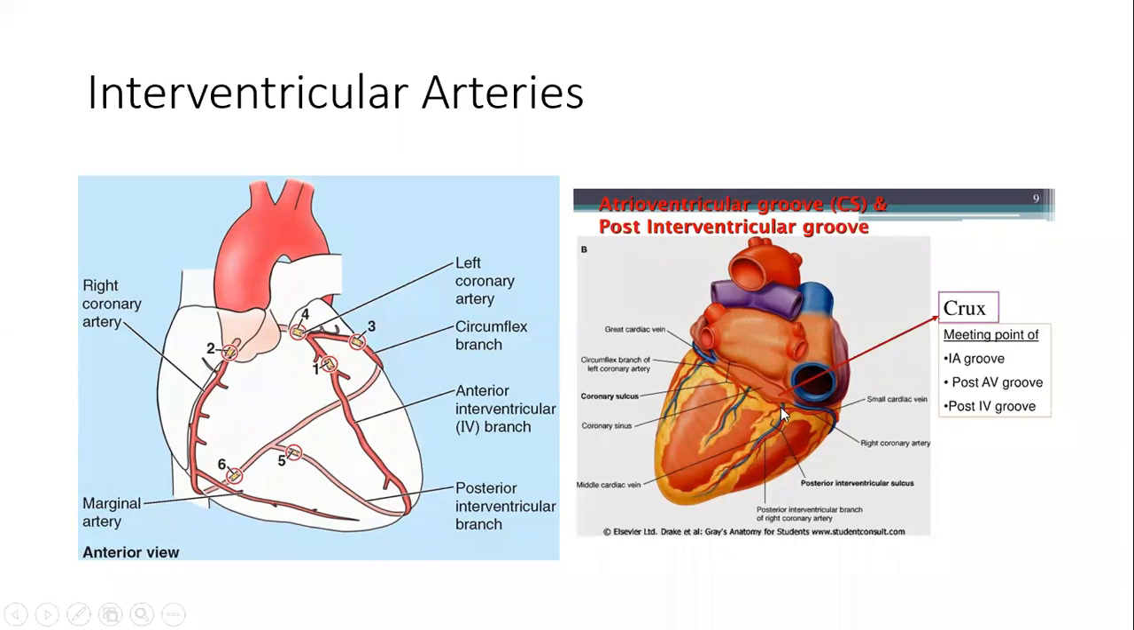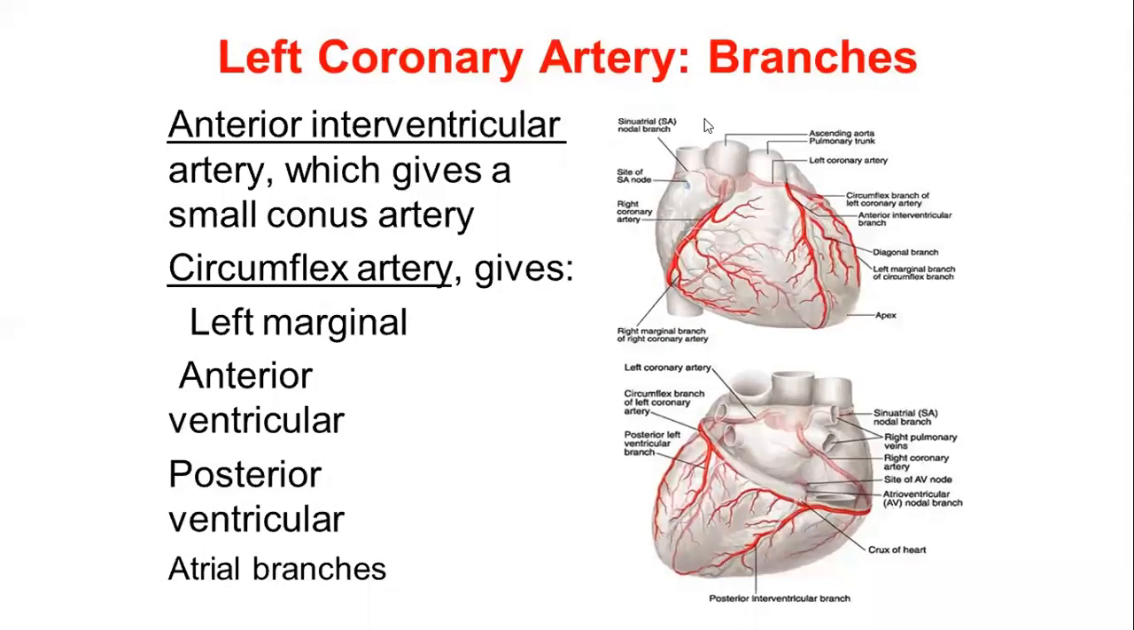And how does it terminate? The right coronary artery, how does it terminate? It terminates by anastomosing with the circumflex and anterior interventricular branches from the left coronary artery. The left coronary artery.